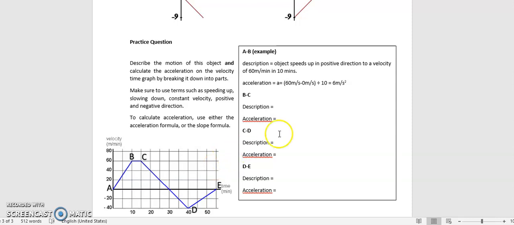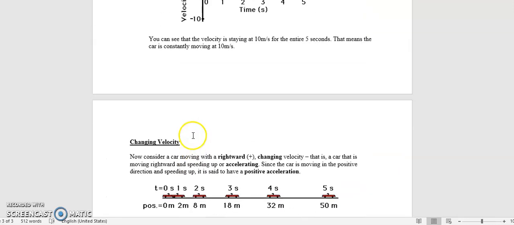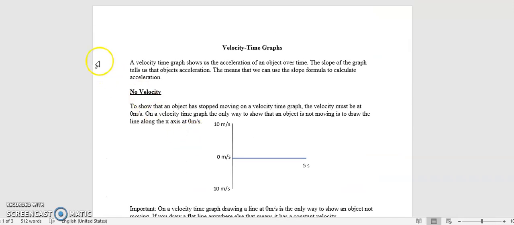If you have any questions about these examples or how to calculate acceleration, take a look back in your notes for the acceleration, and look on the position time graph notes for the slope formula. If you have any questions after that, please let me know. And if you have any questions about any of these graphs or anything in this set of notes, please let me know with a message on Edmodo.